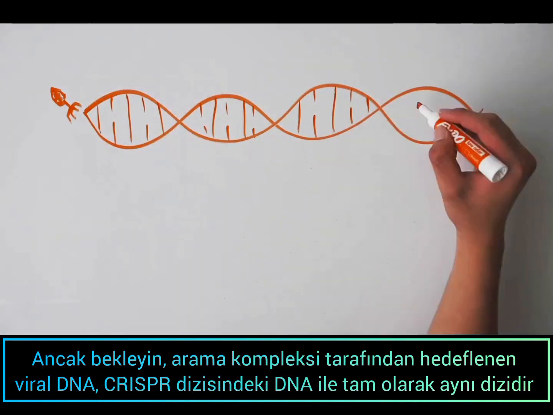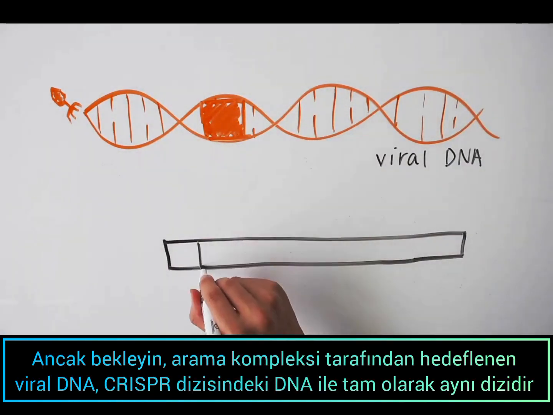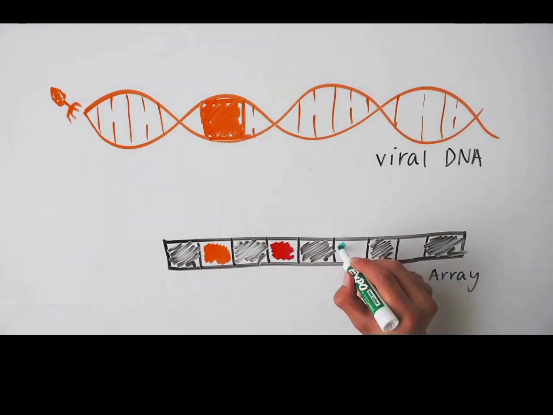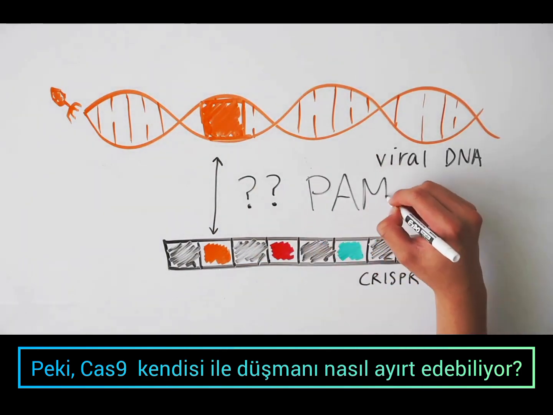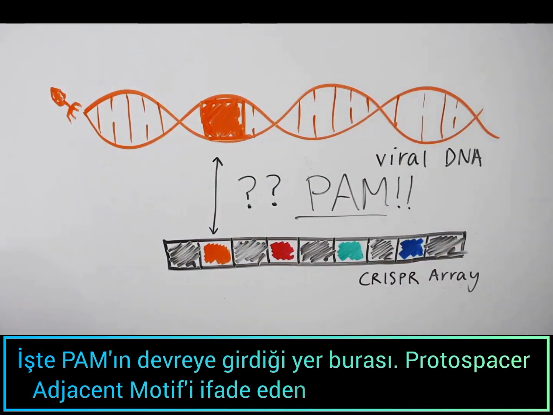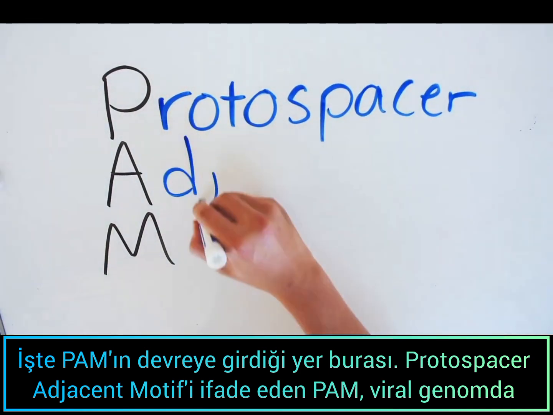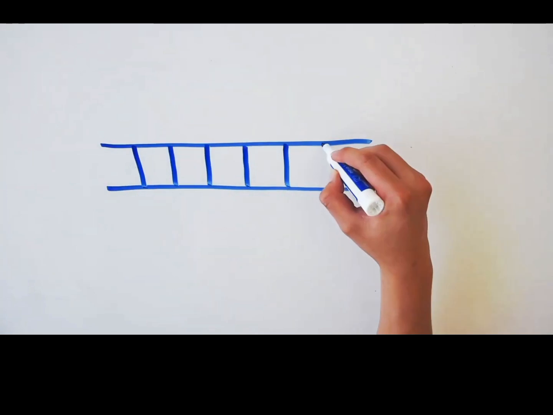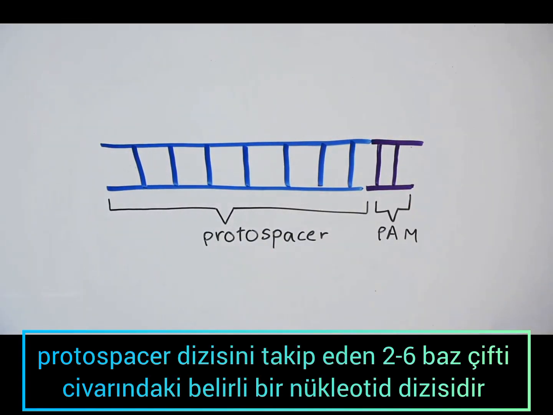But wait, the viral DNA that is targeted by the search complex is the exact same sequence as the DNA in the CRISPR array. So how exactly is Cas9 able to distinguish between itself and the enemy? This is where the PAM comes in. The PAM, which stands for the protospacer adjacent motif, is a specific sequence of nucleotides, around 2 to 6 base pairs, that follows the protospacer sequence in a viral genome.